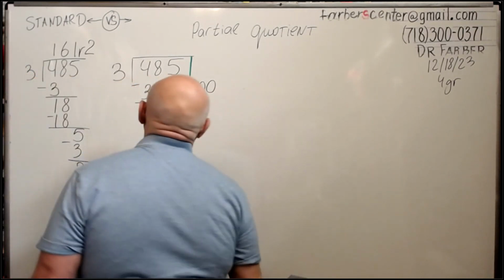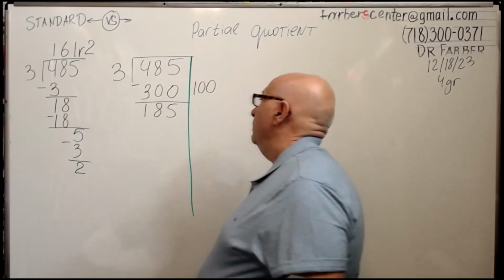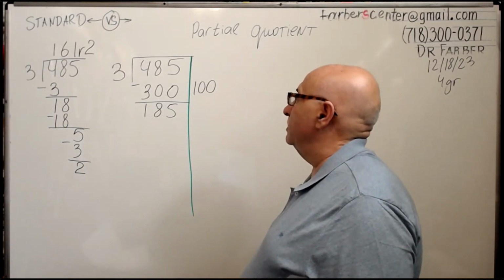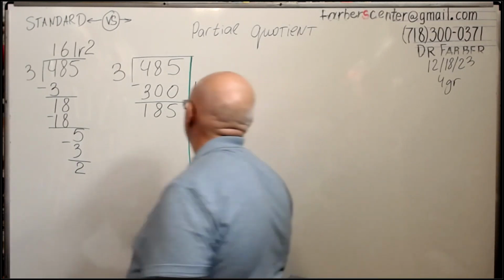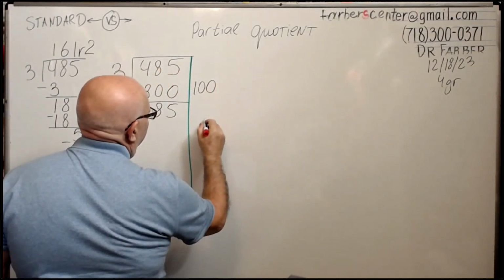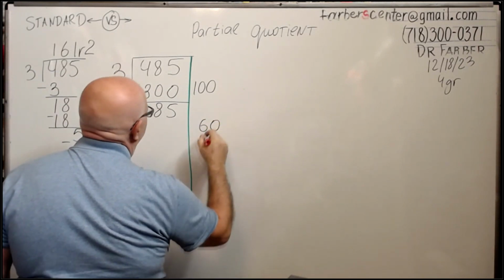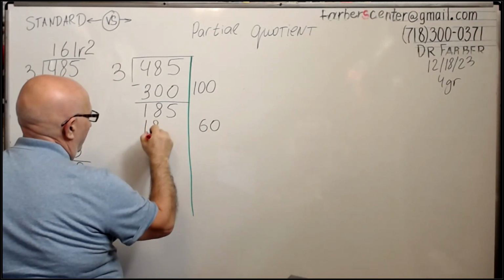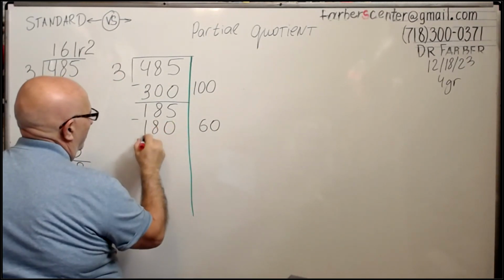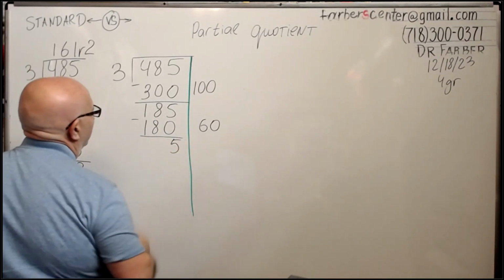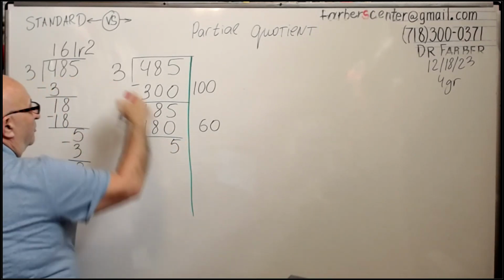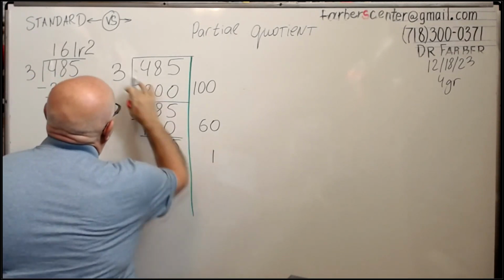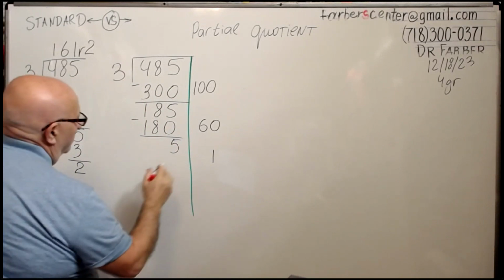So think about convenient numbers. I don't know how many times 3 goes into 185, but I know that 3 times 6 is 18, so I will use 60 here. 3 times 60 is 180. Then 5. 3 goes into 5 one time, and 1 times 3 is 3.